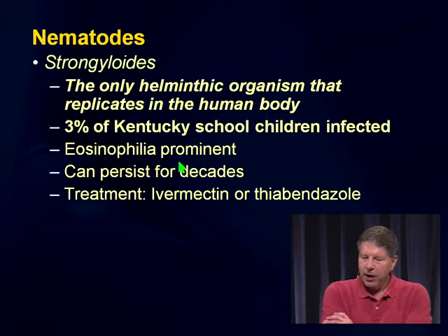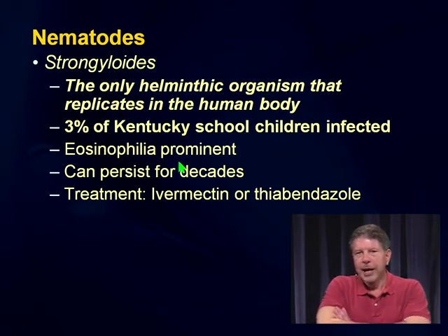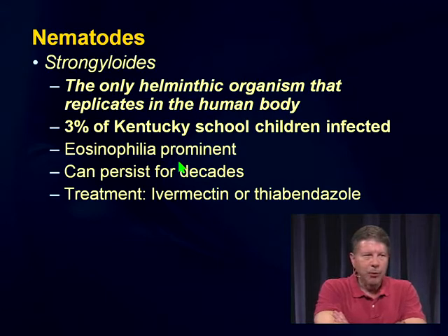All right, Strongyloides. This is important because there's a lot of data in kids about how common it is in pediatrics. The other weird thing about this is it's the only worm that replicates in the human body. Okay, it reproduces inside of us. They've done some studies in some rural areas of Kentucky. 3% of the kids are infected with this. So it's a pretty common disease in the United States.